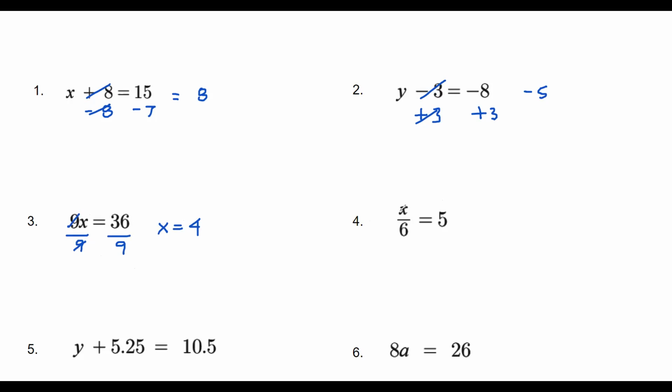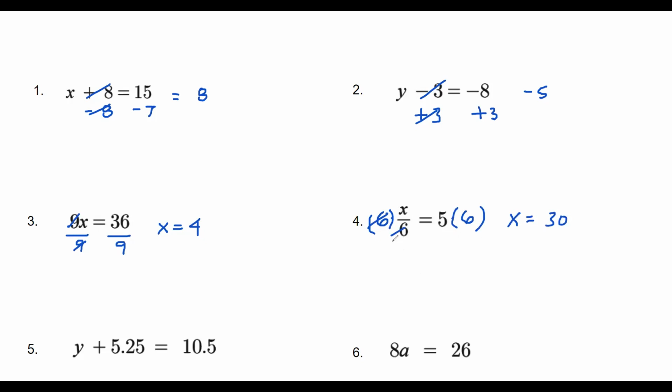Problem 4. X is being divided by 6. So we want to multiply both sides by 6. We can do that just by using this kind of notation, or we could put parentheses if we prefer, like this. These 6s are going to cancel out. That's why we did it. That leaves us with x is equal to 5 times 6, which is 30.